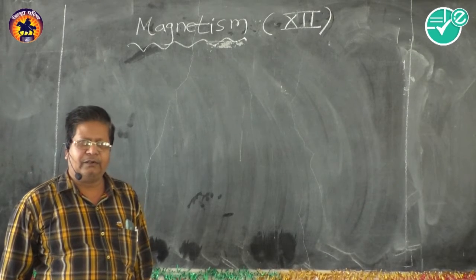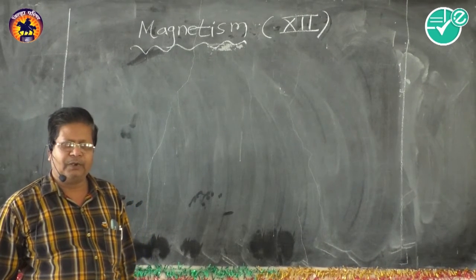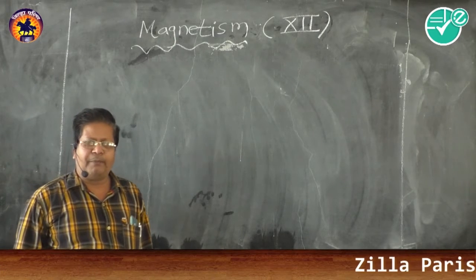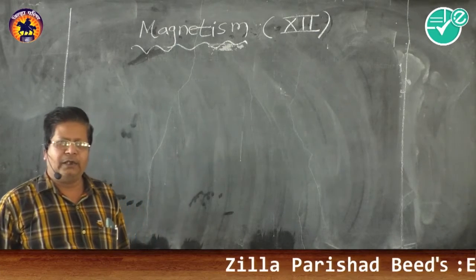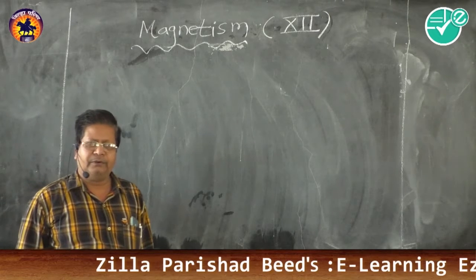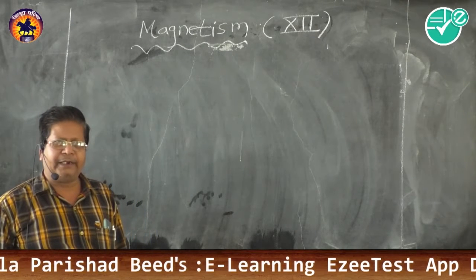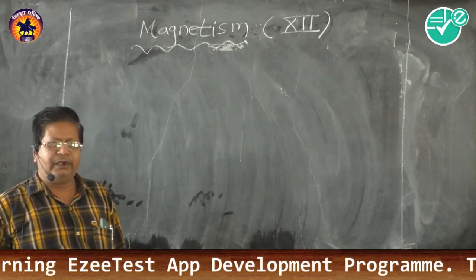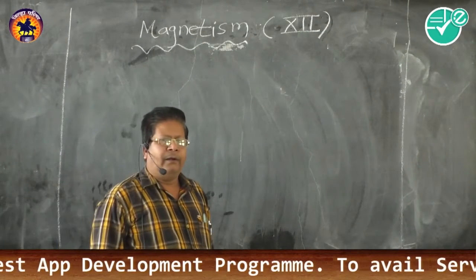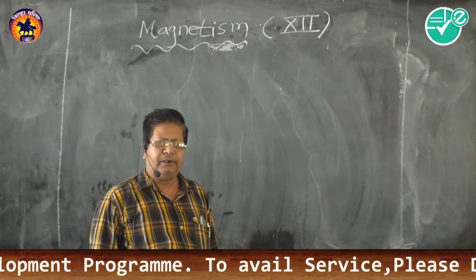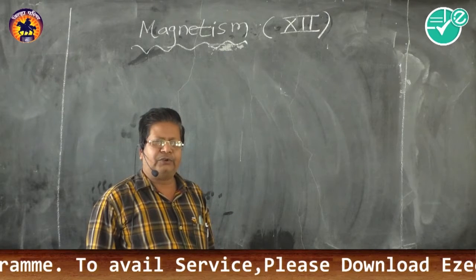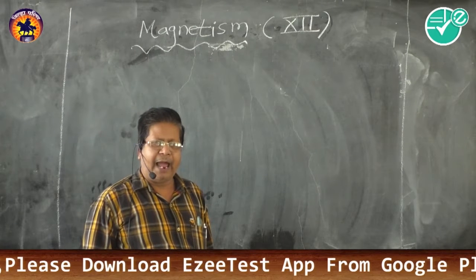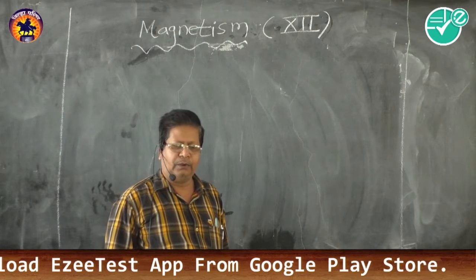This is my second lecture regarding magnetism. We have learned about magnetization of material or intensity of magnetization. Secondly, we have studied magnetic intensity. Then we studied magnetic susceptibility. Then we studied magnetic relative permeability and Curie's law.